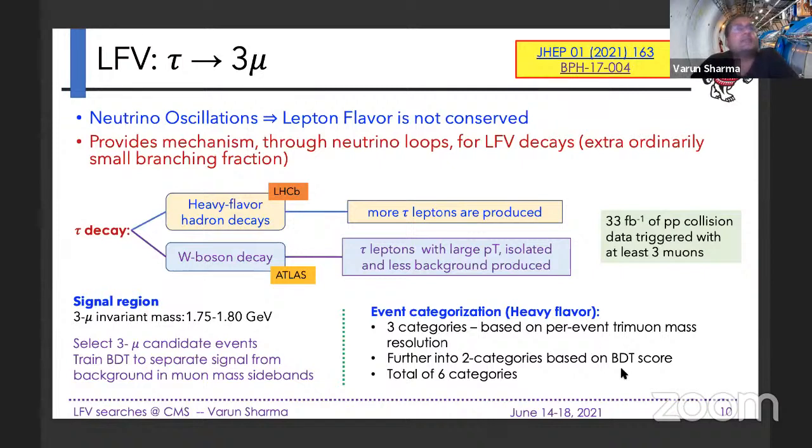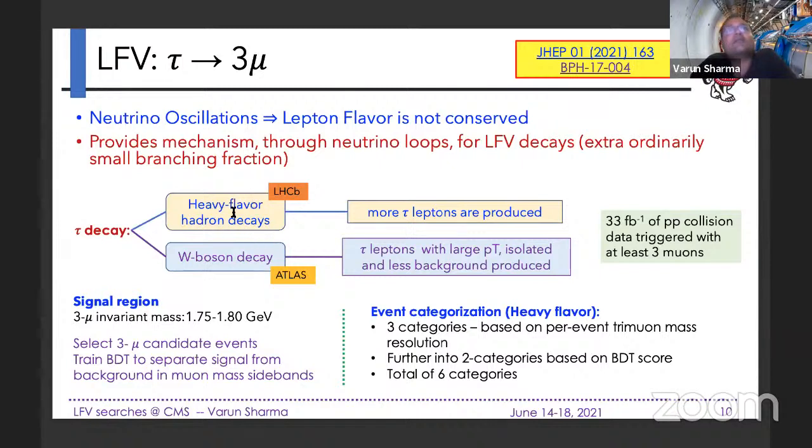This analysis is also done by LHCb and ATLAS, but LHCb only considers the heavy flavor hadronic decays to produce taus, while ATLAS just considers the W boson decay to produce taus. But CMS considers both production modes for taus and then combines the results to get the final results.